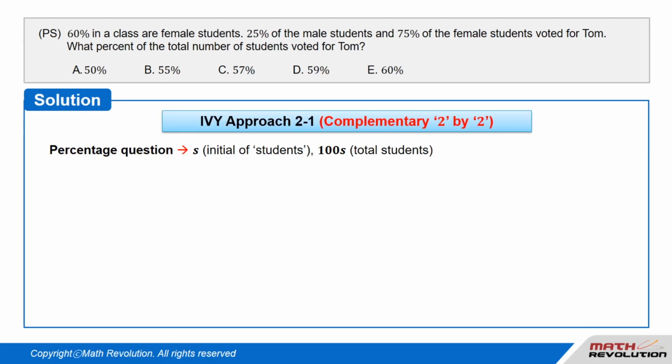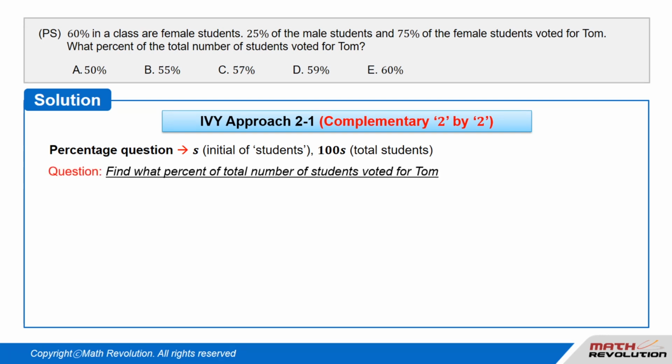Ivy approach 2-1, complementary 2x2. Here, we will form a complementary 2x2 table and fill up the 4 blanks with 4 categories: male and female students, and students who vote and who do not vote for Tom. Let's take the total students as 100S, as this is a percentage question, and S is the initial letter of students. We have to find what percent of the total number of students voted for Tom.